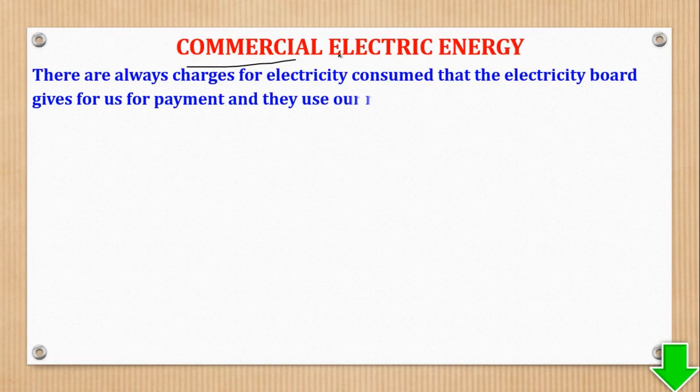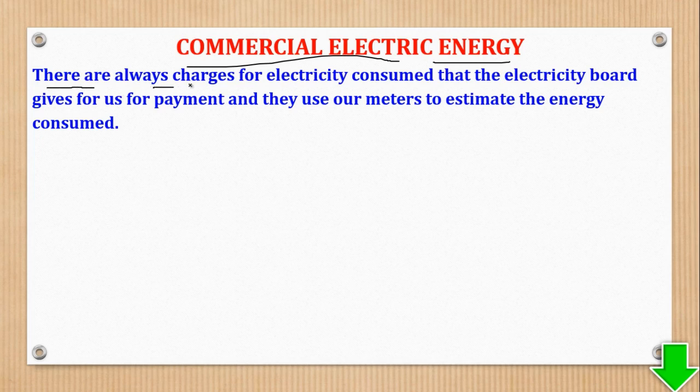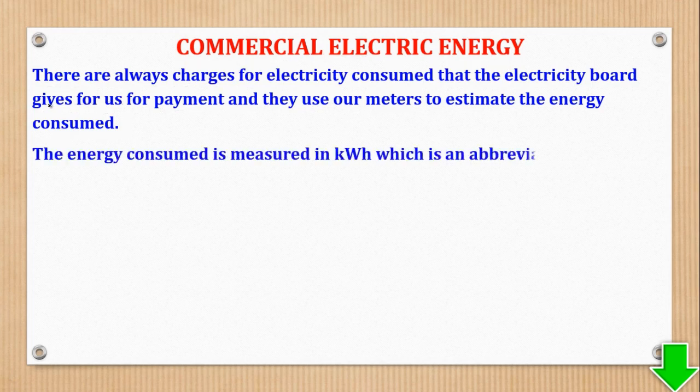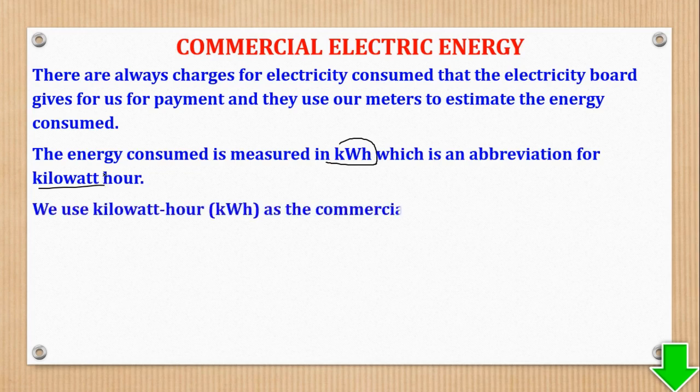So we start our topic of commercial electric energy. There are always charges for electricity consumed that the electricity board gives us for payment, and they use our meters to estimate the energy consumed. This energy consumed is measured in kilowatt hours. So this kWh, small k, capital W, small h, means kilowatt hour, and we shall use it more frequently.